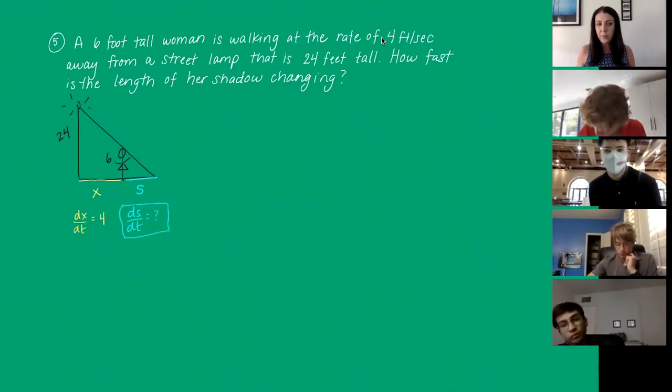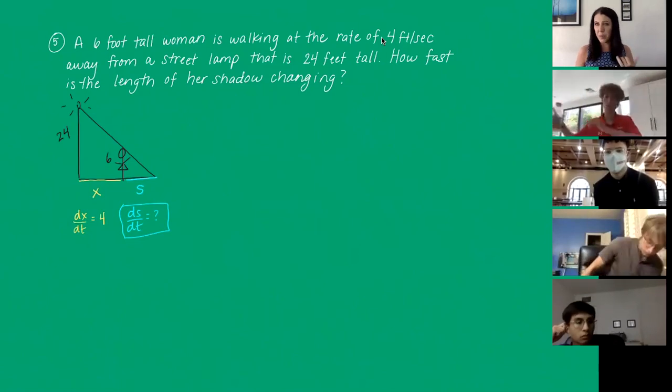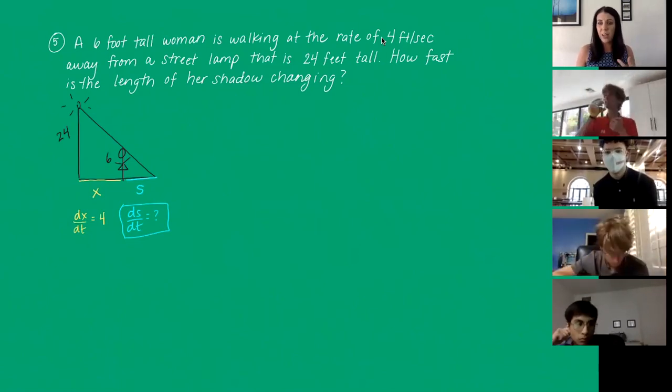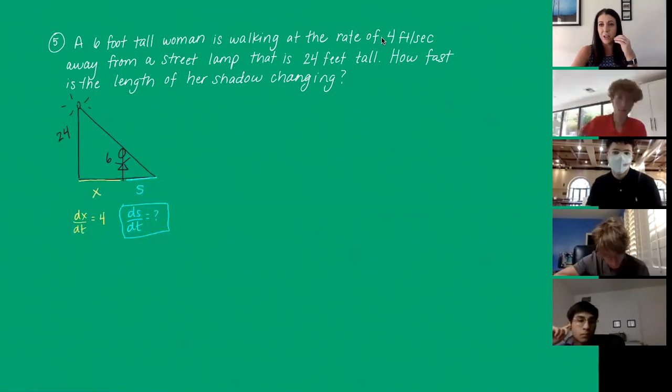Okay. So the idea here is we need an equation that relates this x and s. We have this other information about this 6 and this 24, and we're going to have to take some derivatives here. Does anyone, maybe even based on this picture, see anything that stands out to you, even if you just have a wild guess?